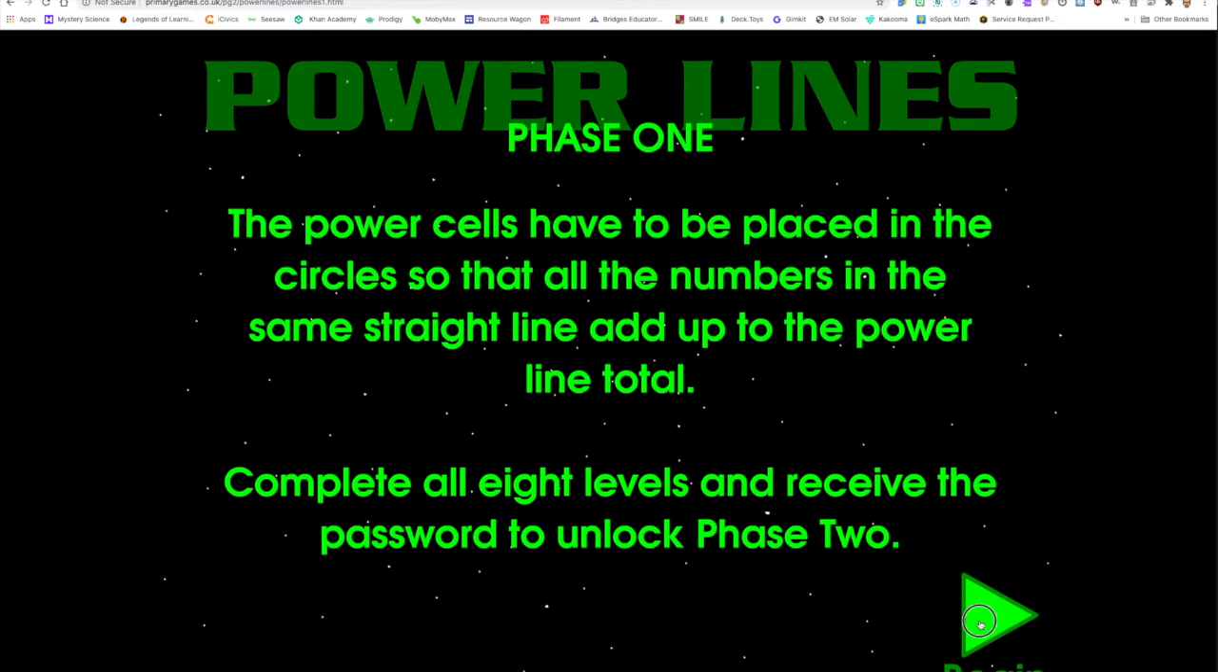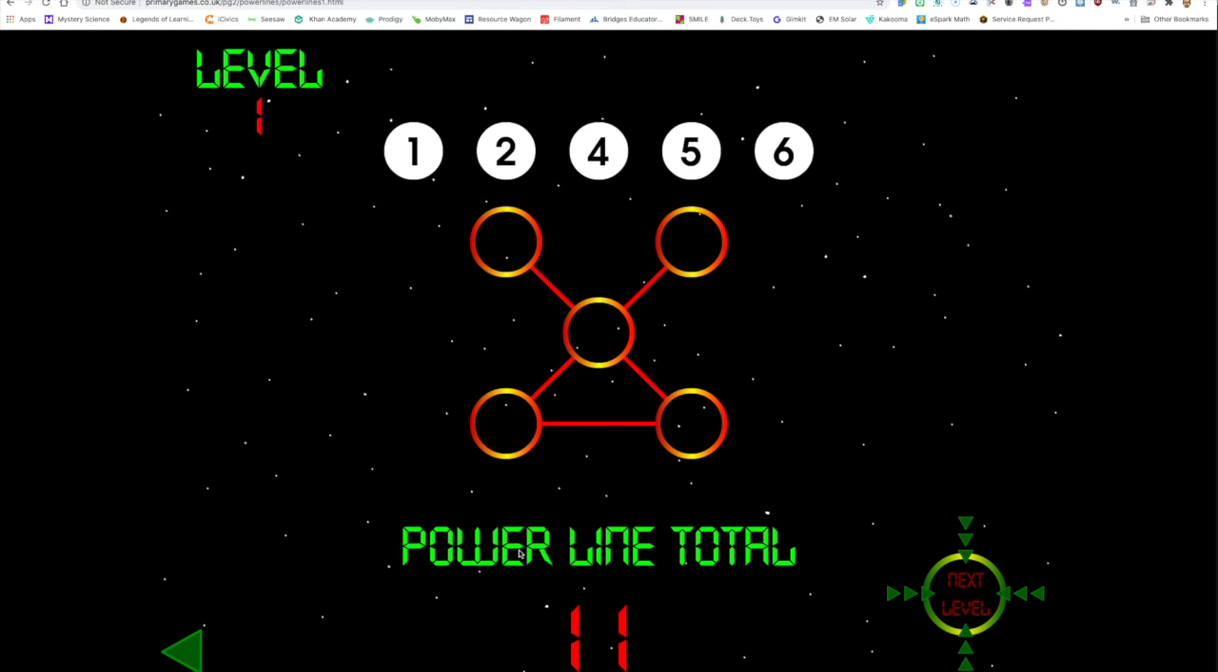And so how you play Powerlines, this is a really fun game. Your Powerline total has to equal 11 down here. So everything connected by the bars has to be 11. So this plus that has to equal 11. This plus that has to equal 11. And this one plus that has to equal 11. And we have the 5 numbers 1, 2, 4, 5, and 6.